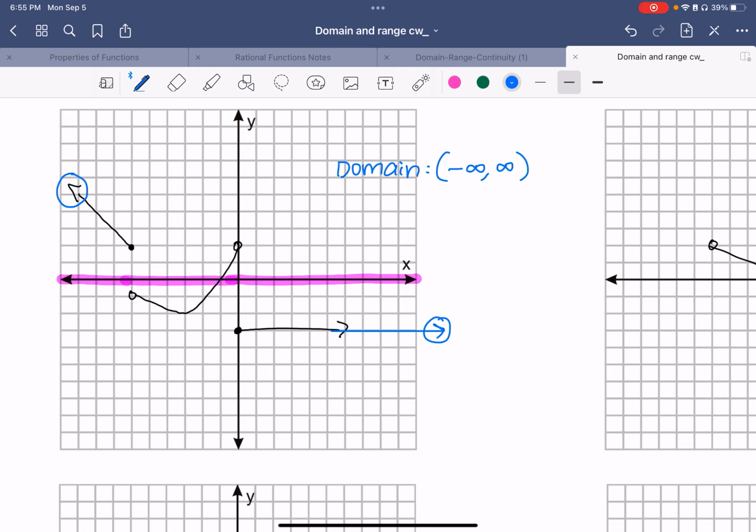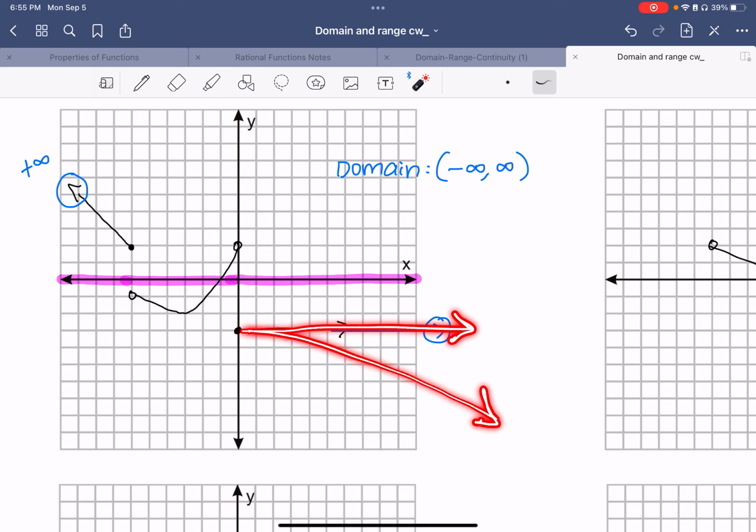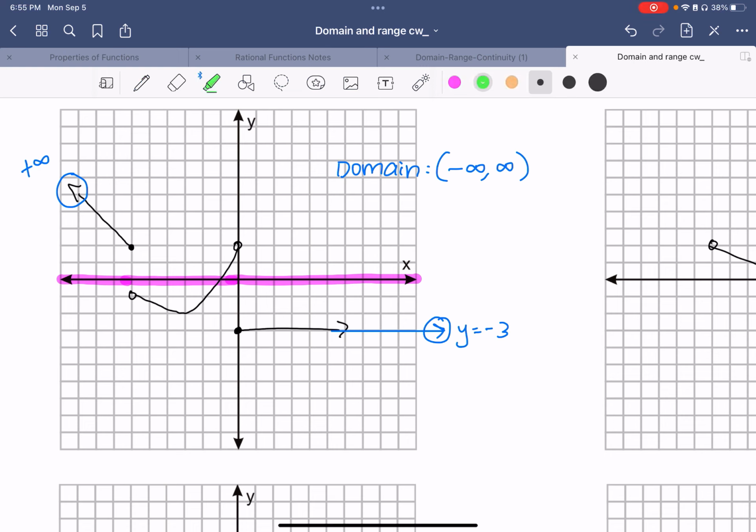So on this side, I'm going up to positive infinity on the y-axis. This one at the bottom though, notice that it's a constant line, so it's actually never going to go down to infinity. It's just going to stay here at y equals negative 3. It is actually never going to go up or down. It's just going to stay there forever.